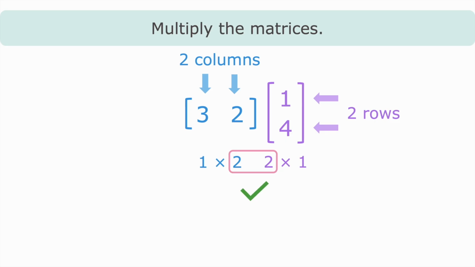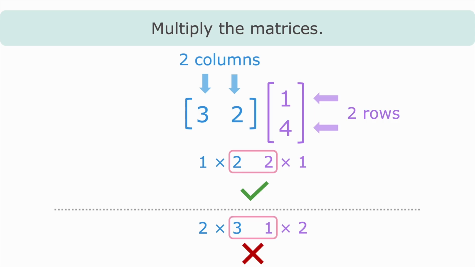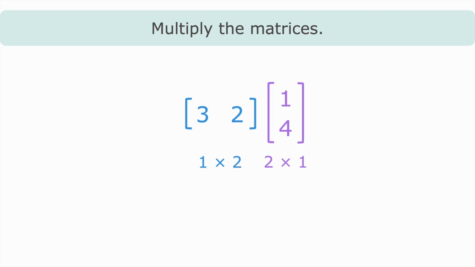If the columns of the first and rows of the second don't match, like if we had a 2 by 3 matrix times a 1 by 2 matrix, then the matrices can't be multiplied at all. In cases where you can multiply the matrices, the resulting matrix will have the dimensions of the two outside numbers. So this product will be a 1 by 1 matrix.